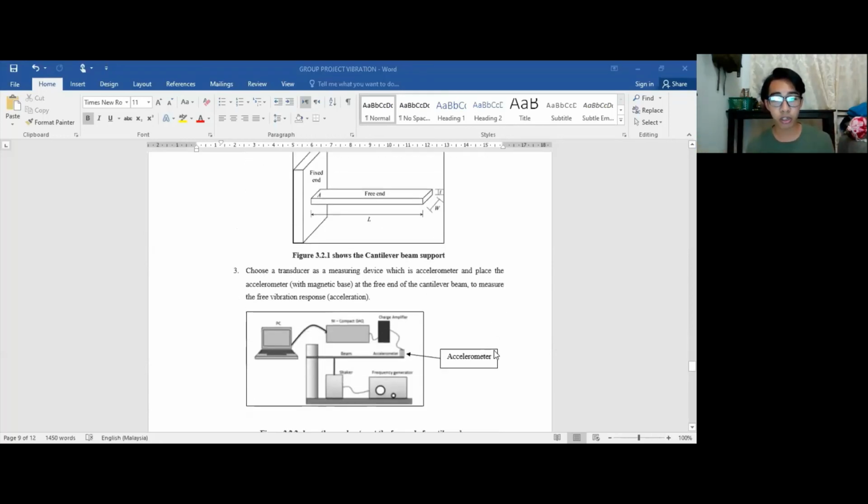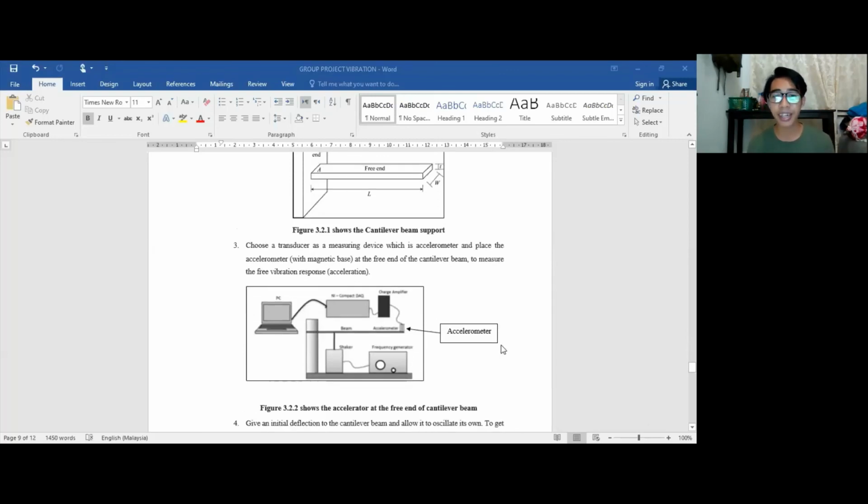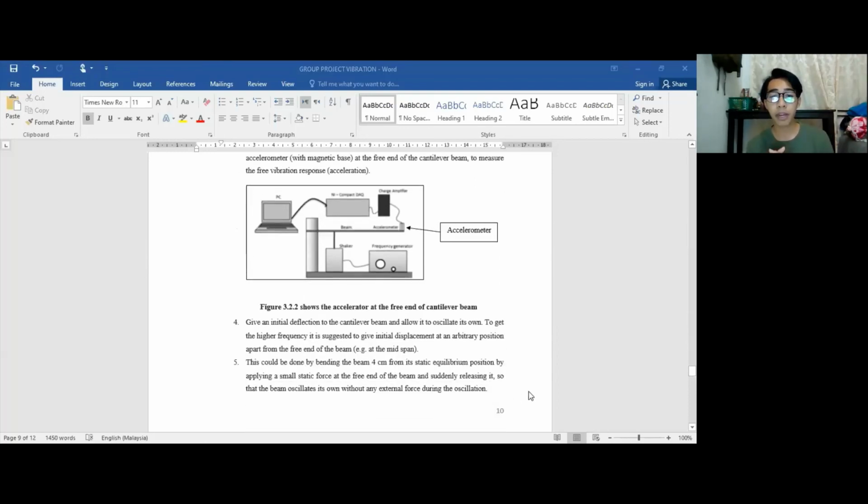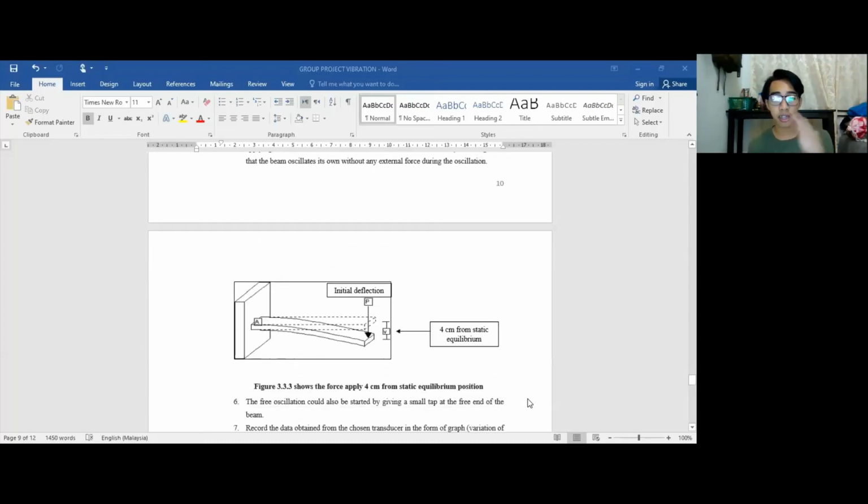And then we choose a transducer, which is the accelerometer, to measure the acceleration of the beam. Then we give the initial deflection to the beam, which we can apply by giving a force to the free end of the beam by touching it or putting some weight on it. For this experiment, we are choosing to apply the force by hand, about 4 cm from its static equilibrium position.